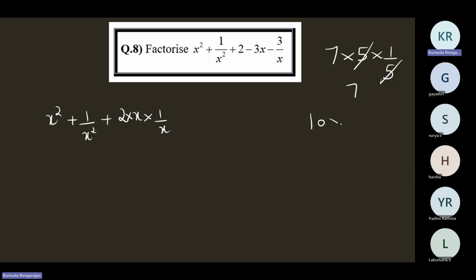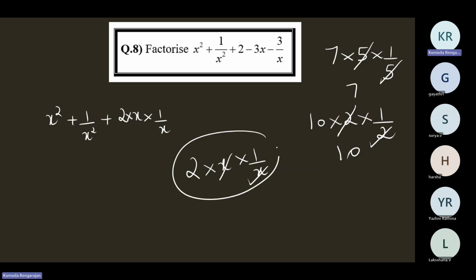So you have 10. If you multiply 10 by 2, it's 20. You have changed the value. No, you multiply by 2 and its reciprocal 1 by 2. So it's still 10. So you have 2. You multiply this by x and its reciprocal 1 by x. Though some change is visible, the value is the same. It's still 2 only.